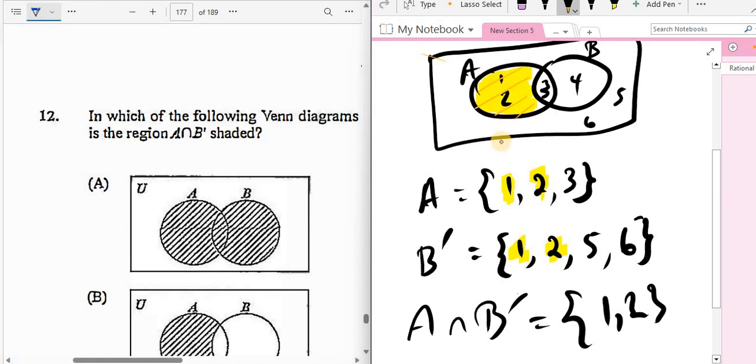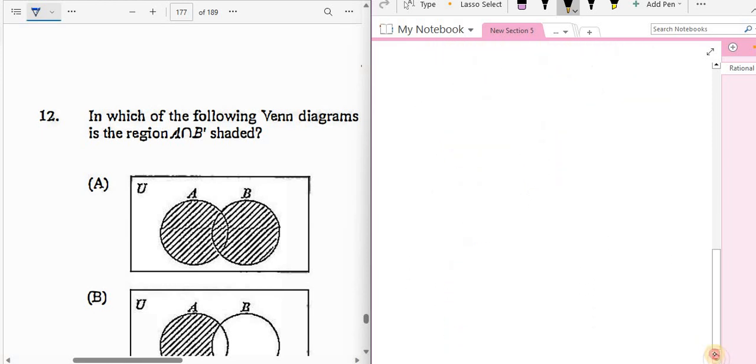That's A only. I see why, isn't it? Because A has what? 1, 2, and 3. B complement has what? 1, 2, 5 and 6. What members did I cover? 1 and 2. Those are what's common as the intersection. Clear now? Okay.